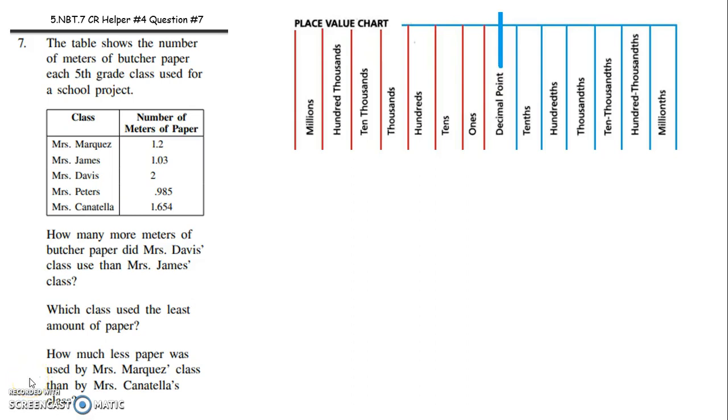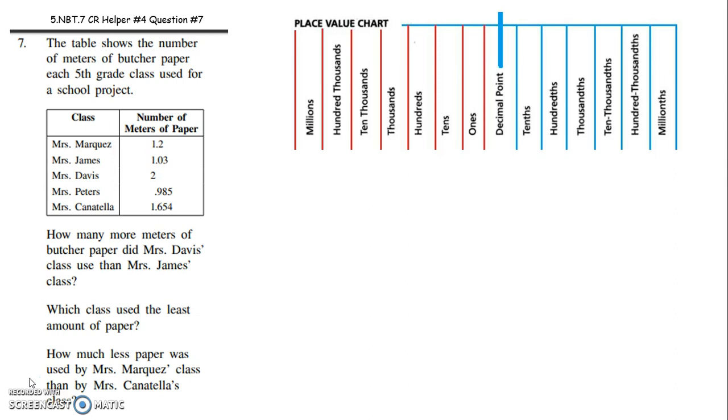All right, sixth graders, this is to help you with question 7 on CR number 4. It says the table shows the number of meters of butcher paper each 5th grade class used for a school project. So Mrs. Marquez, her class used 1.2 meters of paper. Mrs. James's class used 1.03 meters of paper. Mrs. Davis's class used 2 meters of paper. Mrs. Peters' class used 0.985 meters of paper. Mrs. Cantanella's class used 1.654 meters of paper.